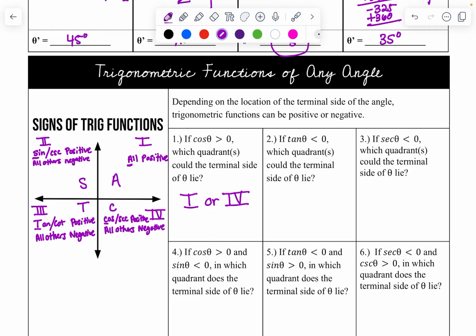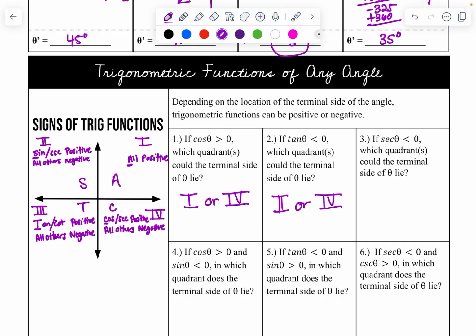If the tangent is less than 0, in which quadrants could the terminal side of theta lie? For the tangent to be negative, you'd have to be in quadrant 2 or quadrant 4, because here everything's positive and down here tangent's positive. So if we want it to be negative, it's one of these two quadrants. So either quadrant 2 or quadrant 4.